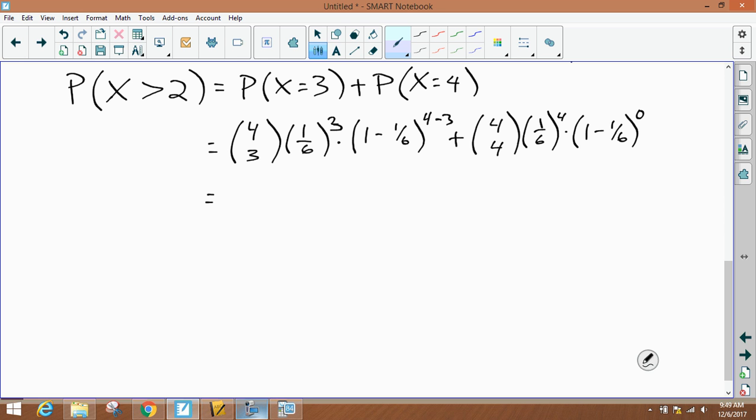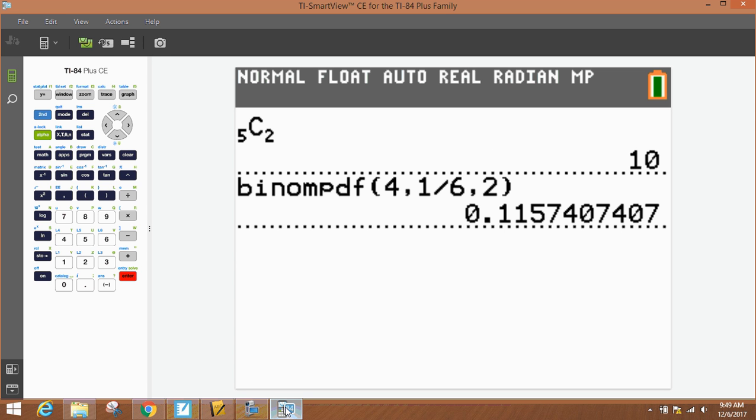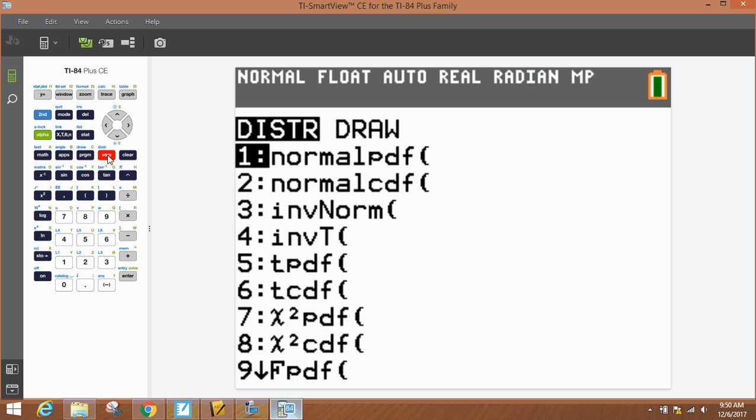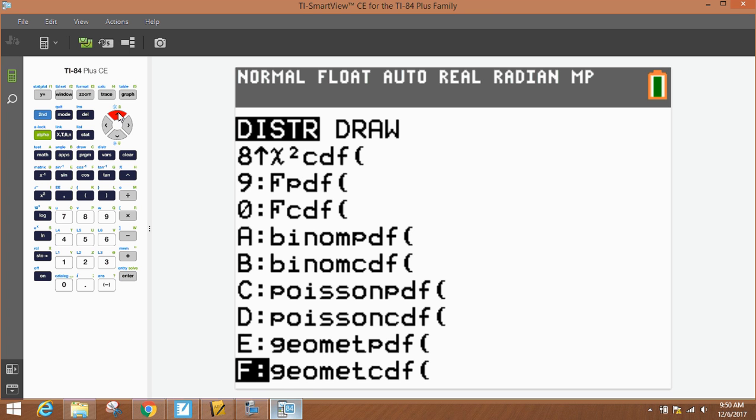All right, so we can just go ahead and put that into our calculator. We're going to do that by going to our distribution. We're going to go to binomial PDF.